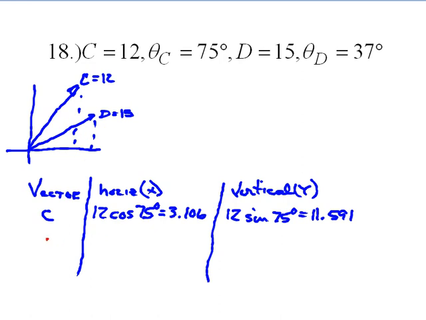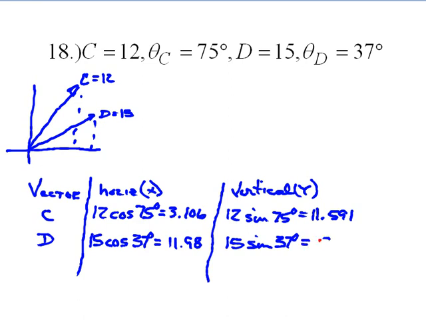All right, let's analyze D. So we have vector D. We have the magnitude, cosine, our new angle, which was 37 degrees, and that equals 11.98. And then our vertical component is again 15 sine 37 degrees, and that equals 9.027.